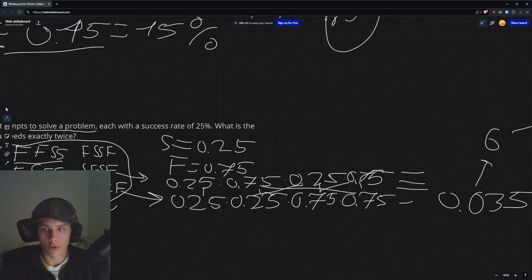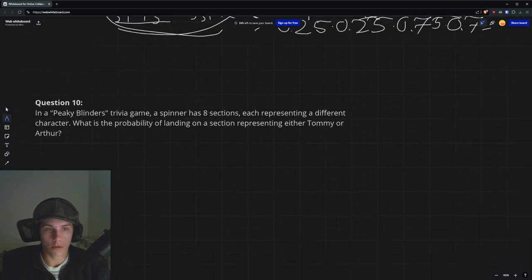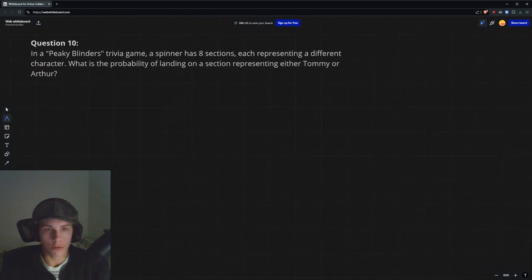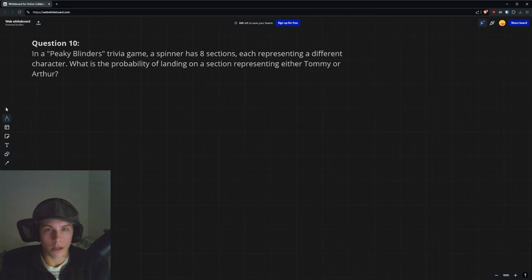Yeah, that's the question. Last question, guys. I think this might be the hardest one. In a Peaky Blinder trivia game, a spinner has 8 sections, with each representing a different character. What's the probability of landing either Tommy or Arthur?